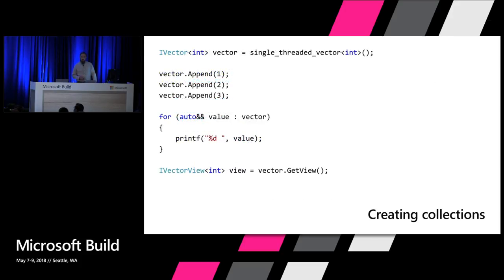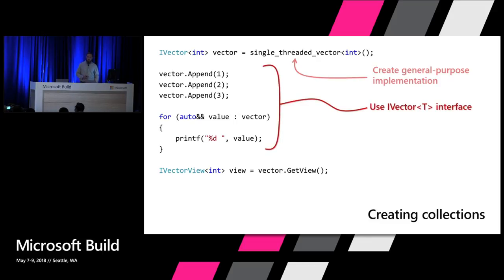We have a set of helper functions, and here's an example of a single-threaded vector. So here, this simply creates a general purpose implementation, and it returns an IVector interface implementation. And you can see the projected type there, and we can simply use that. We can append members. We can iterate over them. This is just a WinRT type, and you get to use it as you would any other type that you may have received from some API.